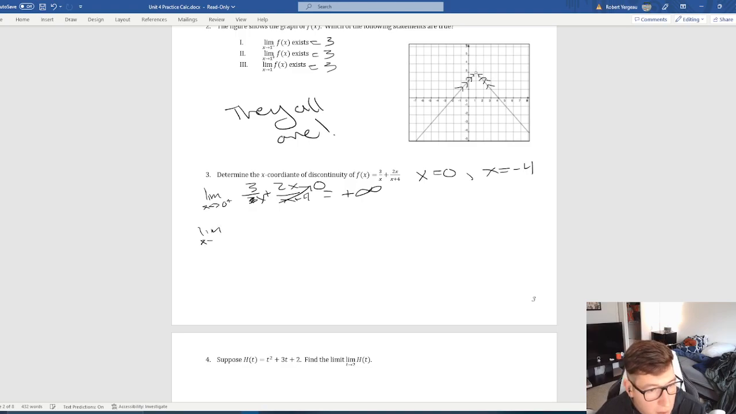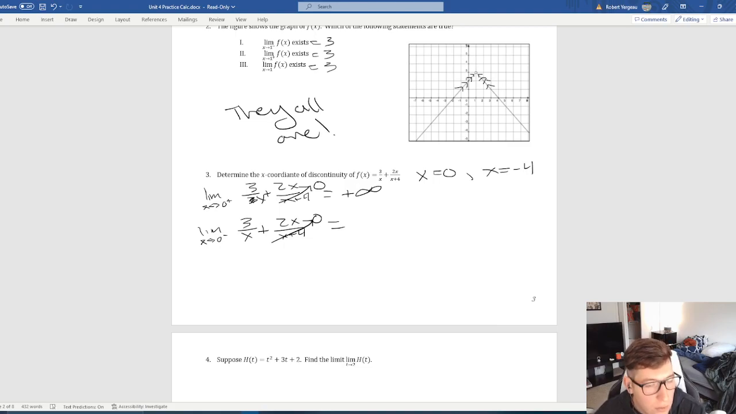The limit as x approaches 0 from the left, however, we're probably going to see a shift. I still have 3 over x plus 2x over x plus 4. Now again, this is going to 0. I don't really care about this second fraction. Everything that's important is happening right in here.